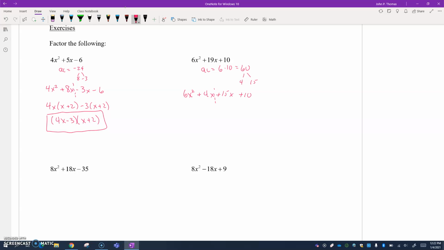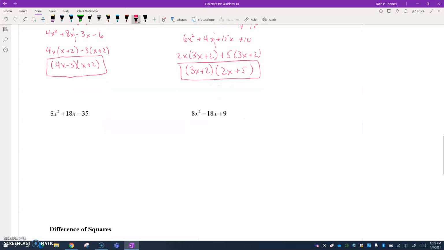Cut it down the middle, I can take a 2x out. I'm left with 3x plus 2. And I can take a 5 out of the second set, which leaves me with a 3x plus 2. All right, that leaves me with one factor of 3x plus 2. And when I take that out of both terms, I'm left with the second factor of 2x plus 5.